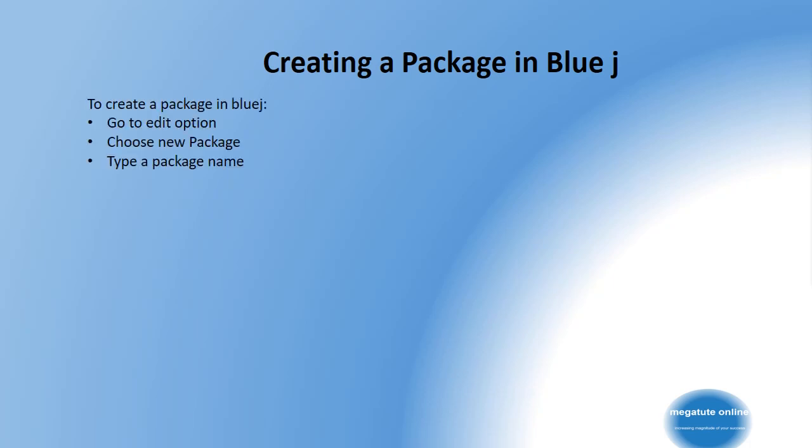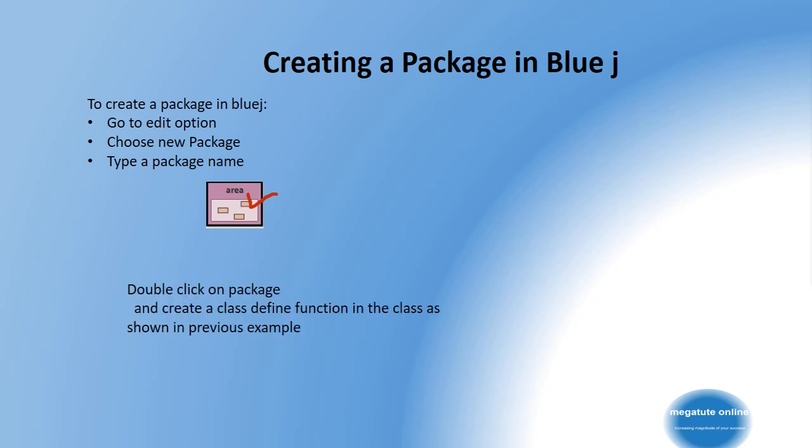In BlueJ, you have to go to the edit option, choose new package, and type the package name. As soon as you type a package name, a symbol comes up. Suppose I've typed the package name as area, something like this will come. When I double click on this, one more project kind of thing will open, and inside that I can define a class, a class rectangle or a square or whatever. So inside that you double click and then you can define a class as I showed in the previous example.